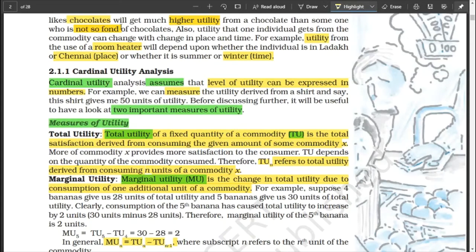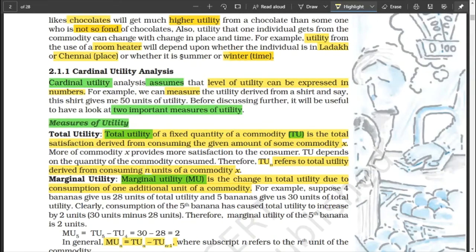Same is the case if you talk about a room heater or a fan. It has more utility in a colder place than in a warmer place. A room heater to heat the room when it's cold has more utility in Ladakh, because it's a cold area, than in Chennai, a hot area. Or that same good has more utility in winter than in summer.